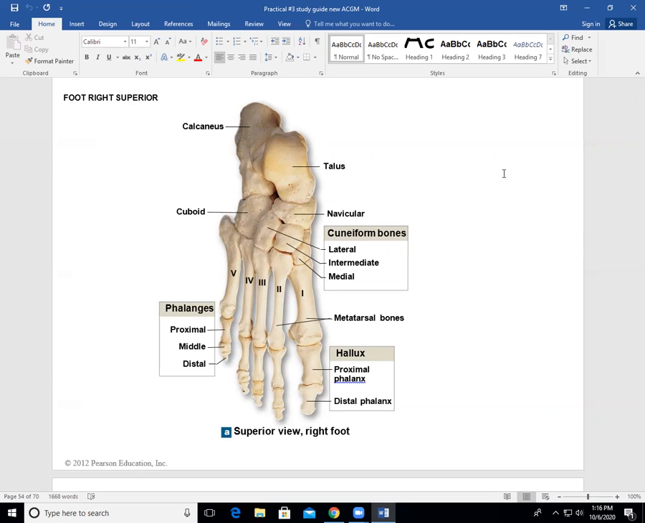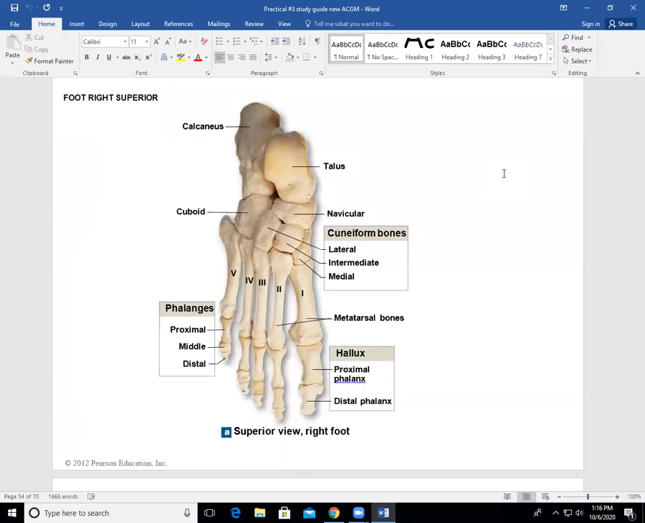On the medial side, we have the navicular. And you have three cuneiform bones: lateral, intermediate, and medial. This is your metatarsal one, so this is where your hallux is, your big toe. So this is medial. Relative to the hand, bones of the foot are a lot easier.